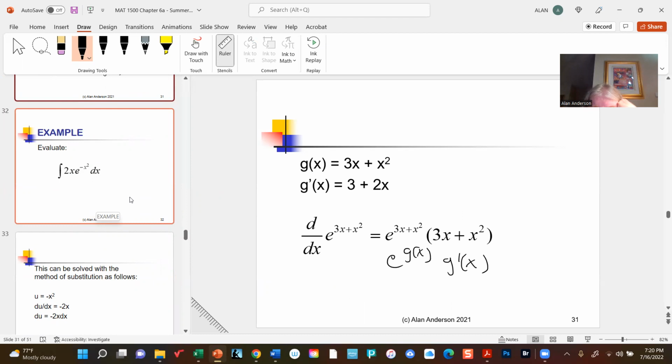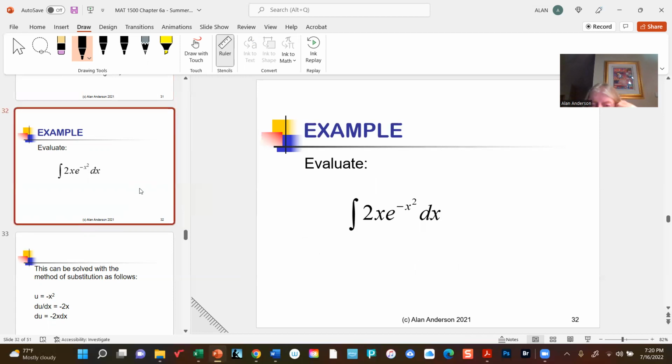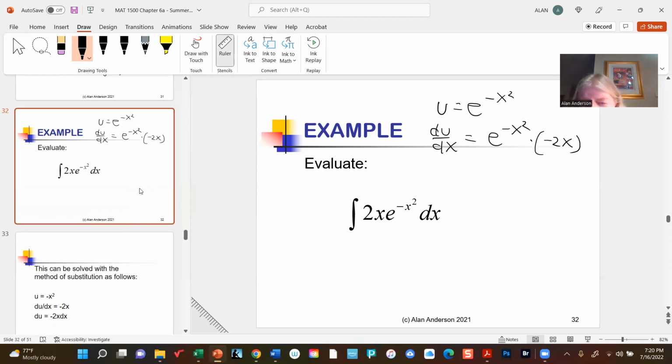Okay, now let's try a fairly scary looking integral with, again, our old friend, the method of substitution. So again, the challenge with these things is always trying to come up with what should we call u? So you would think that maybe u could be e to the minus x squared, but then what happens? Then for du dx, you would have e to the minus x squared times minus 2x. We don't have that, do we? No, so that clearly can't be right. So let's try this instead.